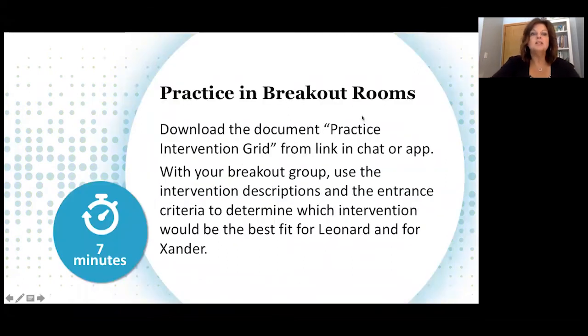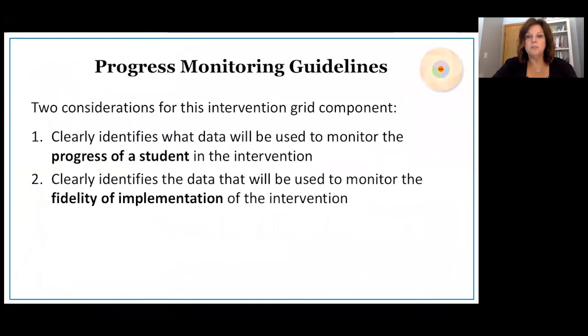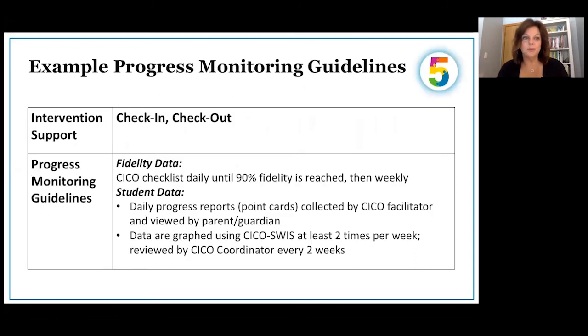Okay, there we go. Now we want to move into another area of the grid that's really helpful in making efficient, effective, and equitable decisions, and that is the progress monitoring guidelines. In this section, we are clearly defining what data will be used to monitor student progress in the intervention, and what data will be used to monitor the fidelity of implementation of that intervention. We also often put the frequency of the data collection in this section. So let's look at an example.